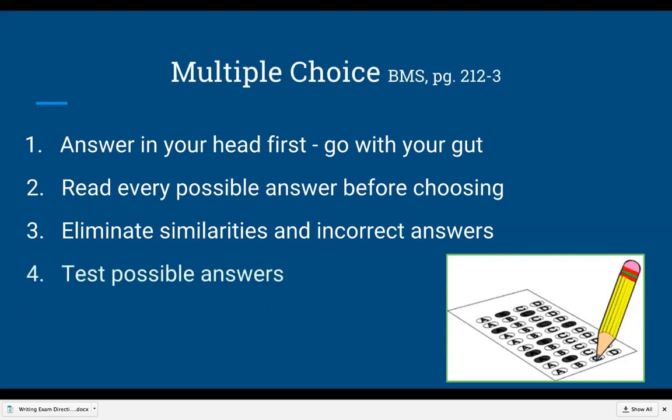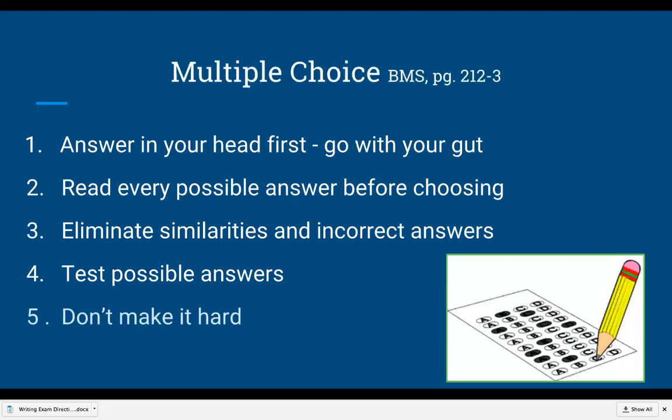Now, let's say you're down to two options after you've eliminated some of the other options. Test these answers to see if they answer the question correctly. This will work particularly in math. If you have two options left in math, you can work out the math problems to see which one is correct.